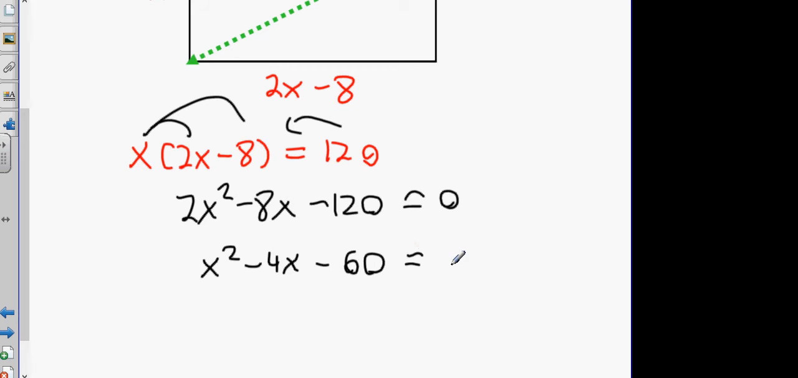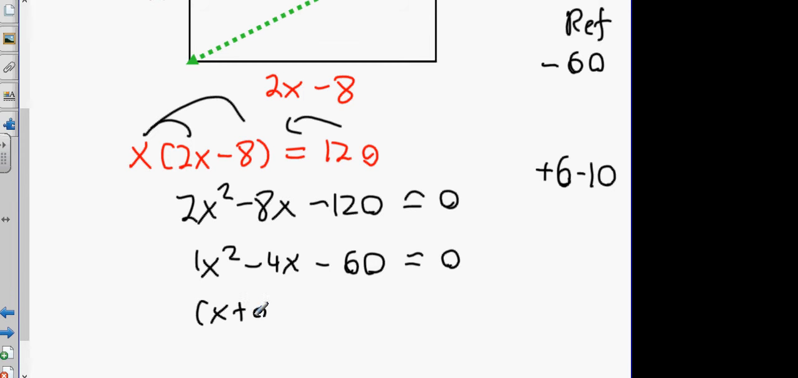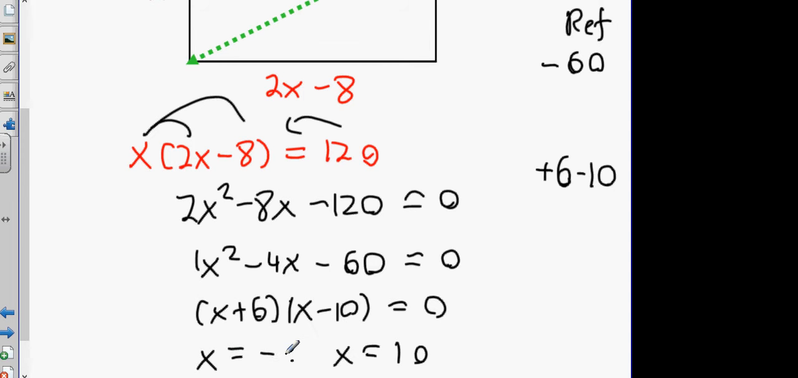Now, we can work with minus 60, 6 and 10, the reference number is minus 60. Because the reference number is minus 60, it has to differ by 4, so it has to be minus 10 plus 6. So you're going to get x plus 6, x minus 10 equal to 0. You'll get x equals 10 or x equals minus 6. Once again, it's not allowed to be minus 6 because it's a length.